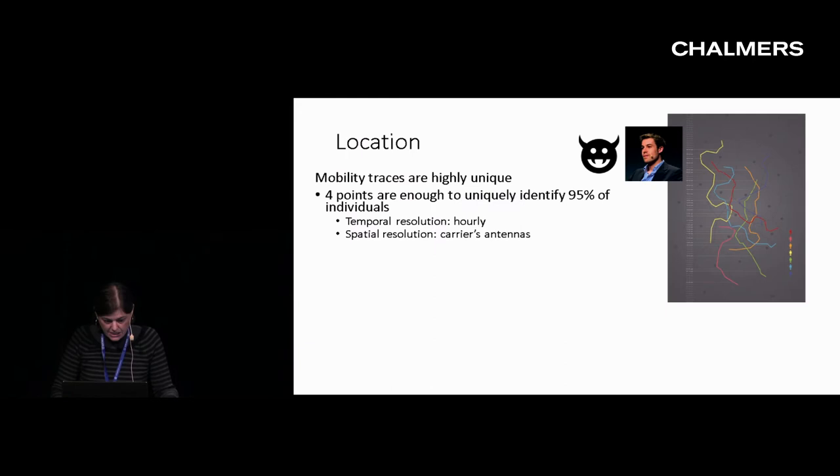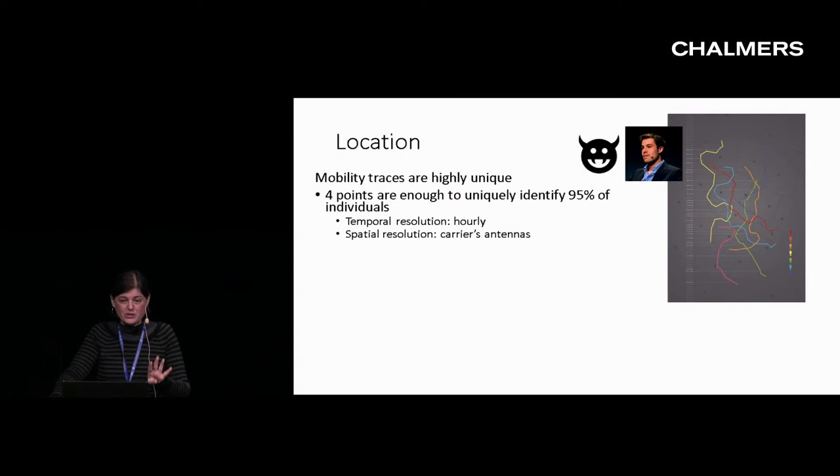So there are many studies. The most famous one is by Yves-Alexandre de Montjoye. This was published in Nature, and looking at a big dataset of telco mobility, they found that four data points are enough to identify 95% of individuals.